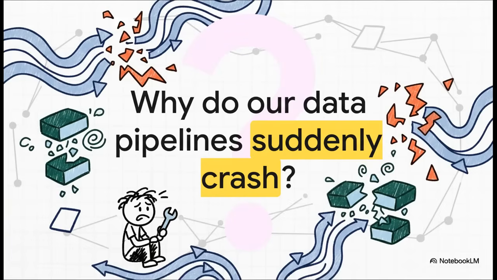We've all been there, right? It's the question that keeps us data engineers up at night. You've got this pipeline, maybe it's Spark, maybe Flink, and it's humming along just fine for hours, maybe even days. And then boom, out of nowhere, it just dies. What on earth is happening?